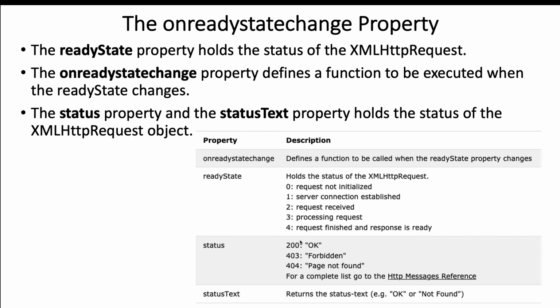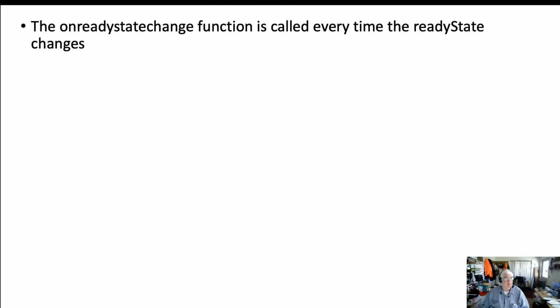Status 200 means everything's happy. 403 is forbidden, you can't do that. 404 is it couldn't find what the link you were asking for. And there's more. The statusText returns the status text, OK or Not Found.